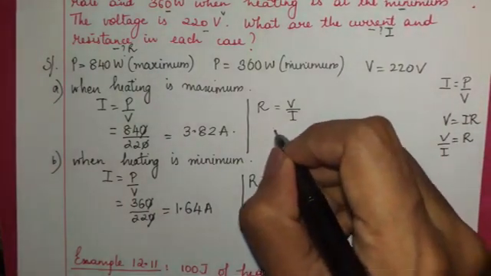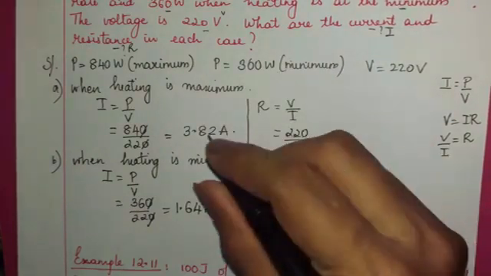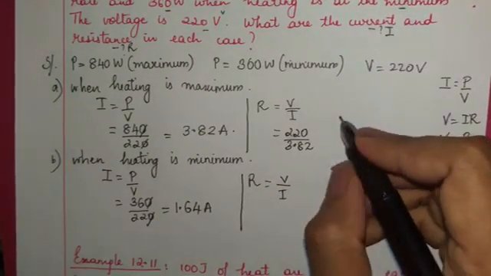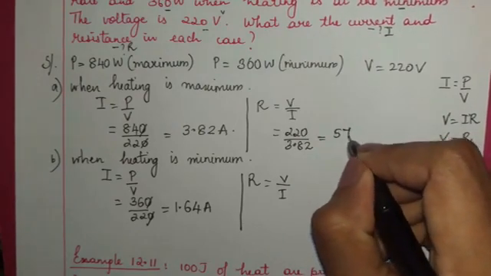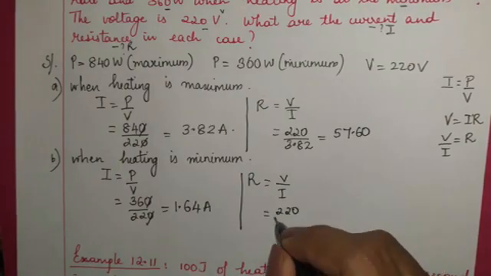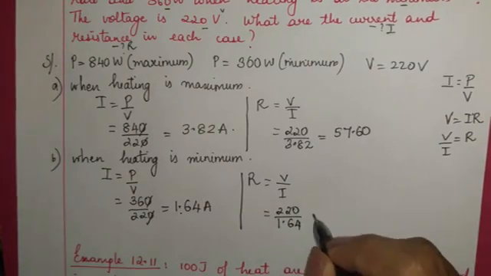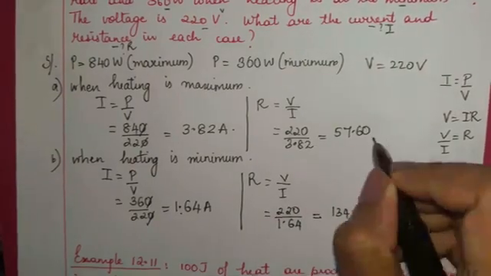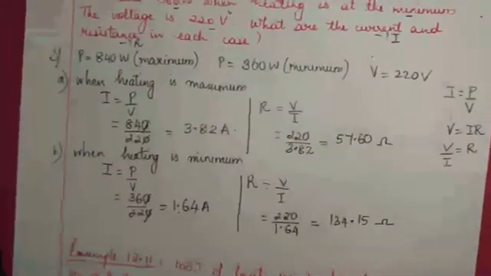What is V here? V is 220 and I, what we found out is 3.82. Again here you divide, work it out and you will get the answer as 57.60 ohms. Here also 220 divided by, in this case the current is 1.64. Here you will get 134.15 ohms in both the cases. Let us go to the next question.